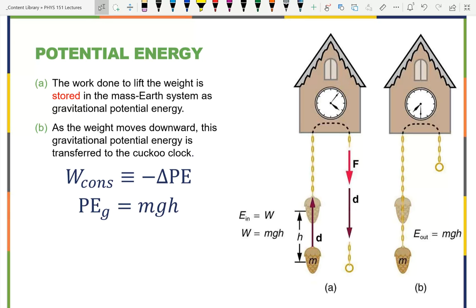If I started with it down here and I let go, there ain't no work. But it could do it up here because of its position. So we call that potential energy because it has the potential of doing work because of its position. In chemistry, you have chemical potential energy. It has the potential of doing work because you have bonds that are in a higher energy state than you could otherwise have.